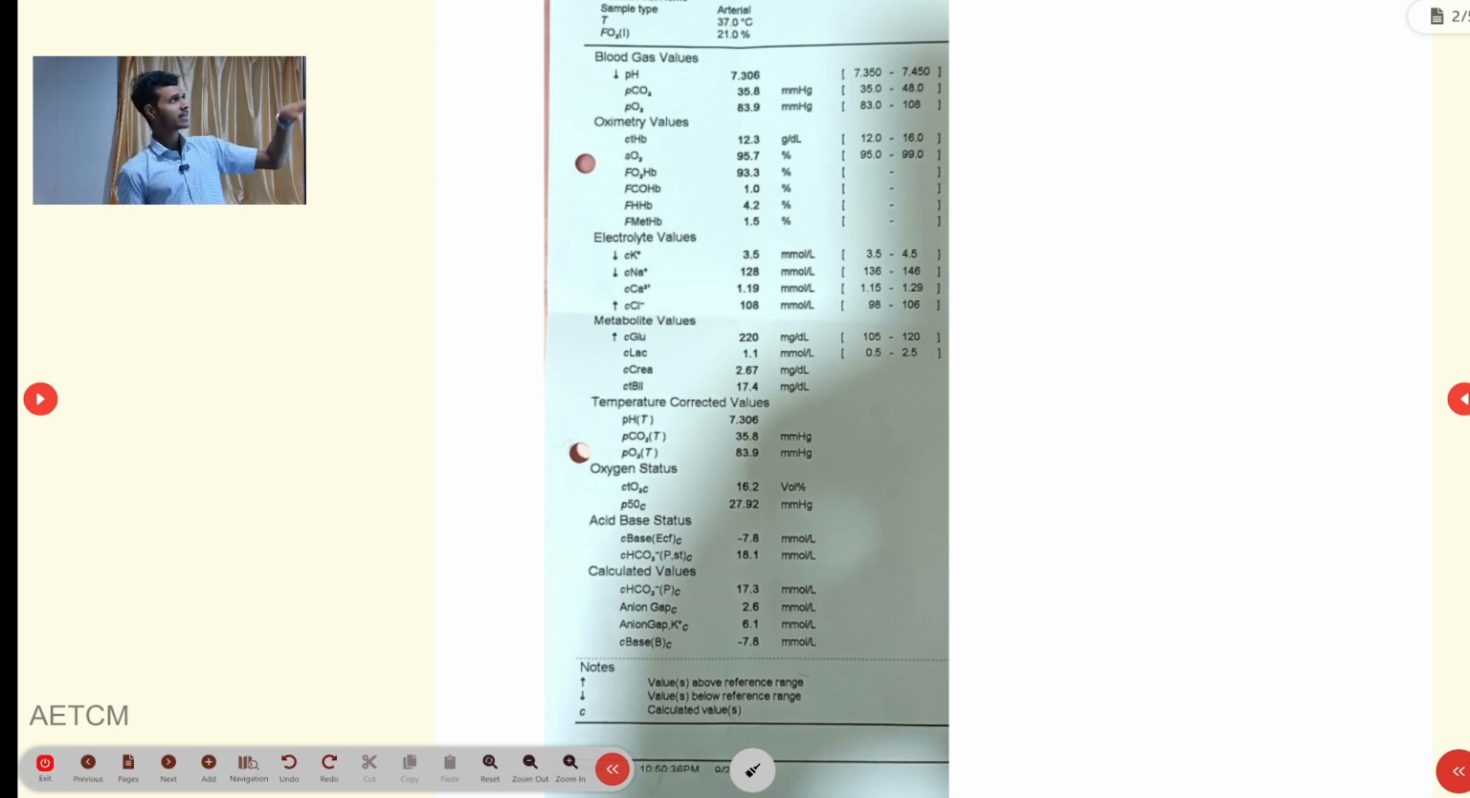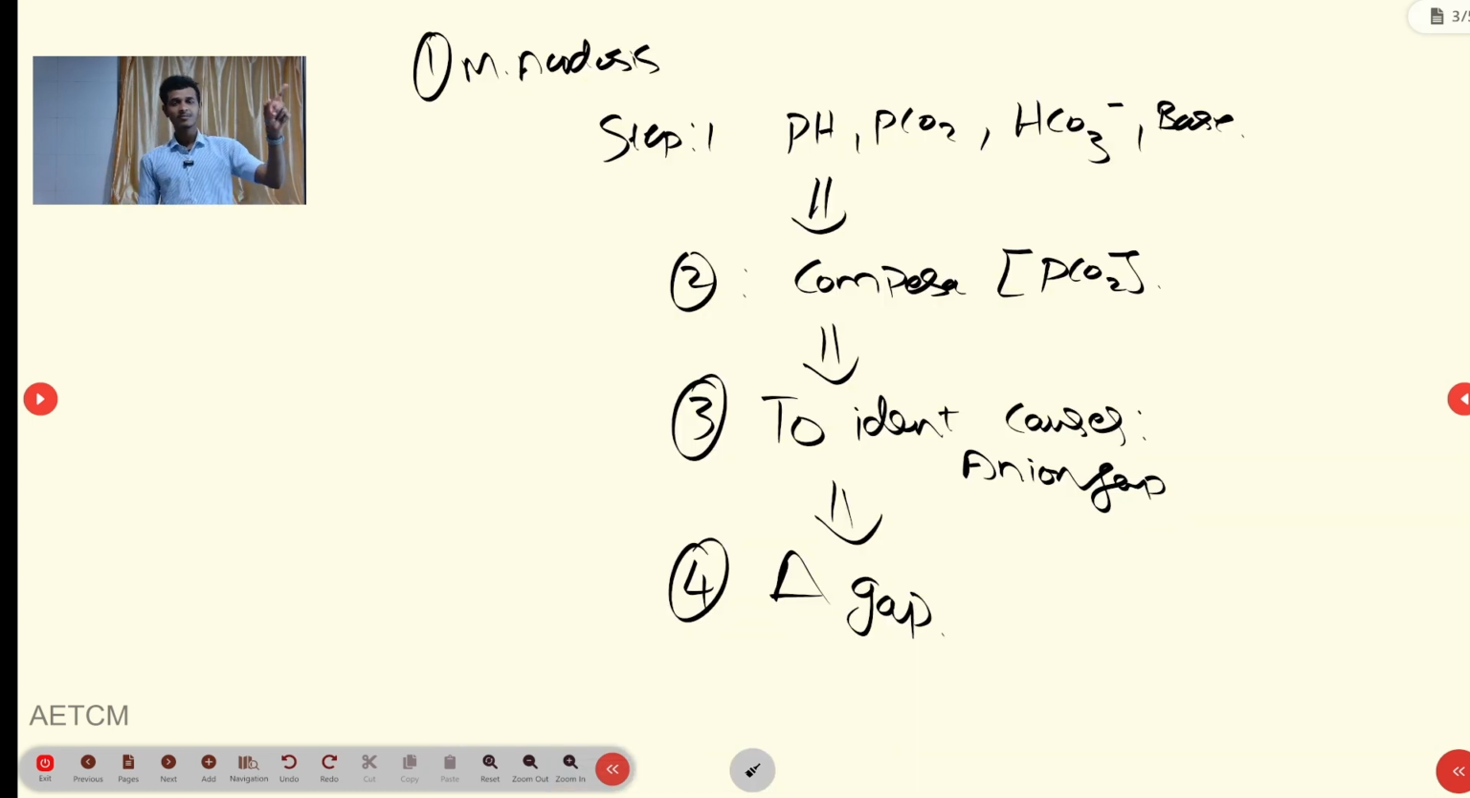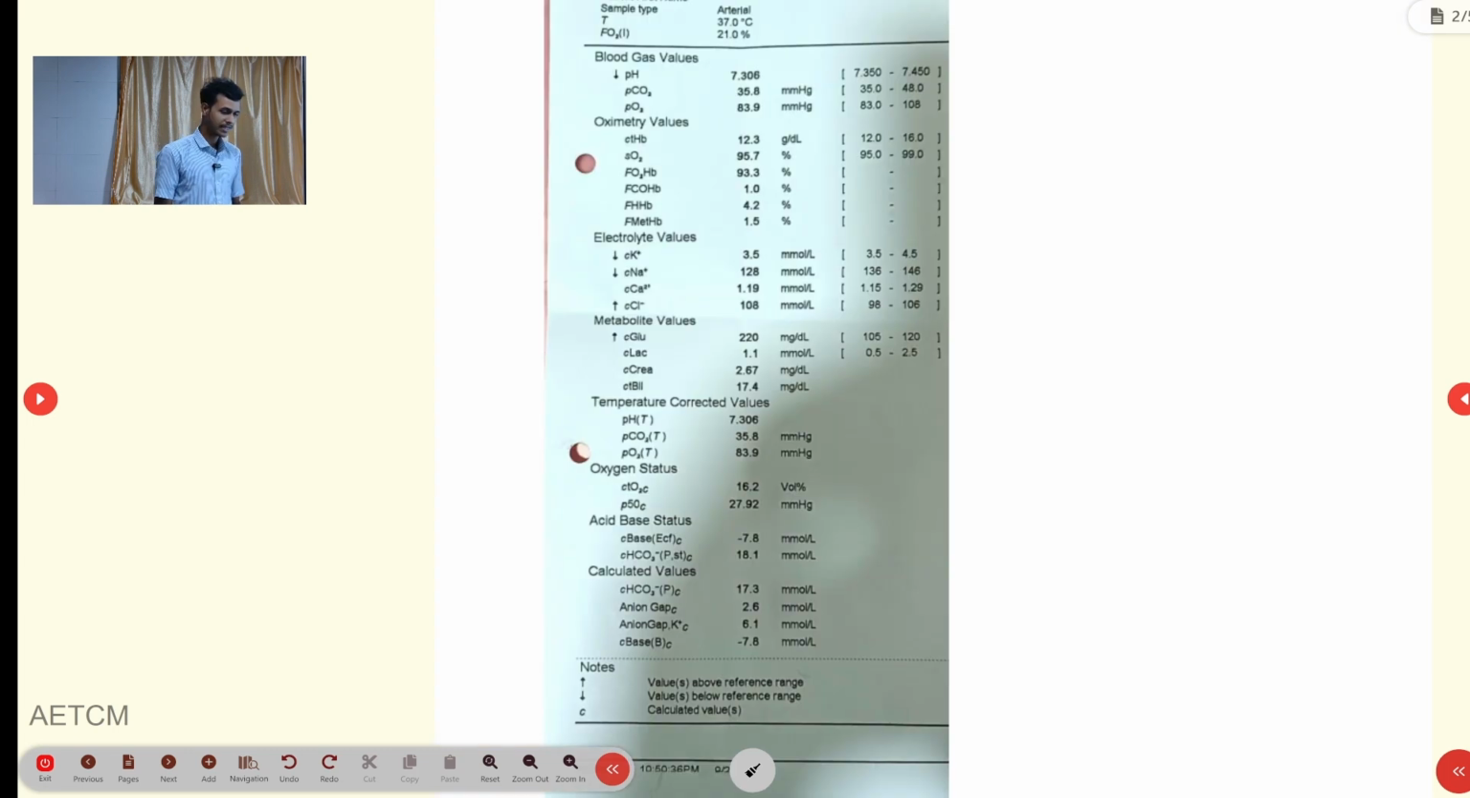Now we'll see. Here I have an ABG in front of me. So what is step 1? Step 1 is you have to check the pH and then the PCO2 level, to see whether it is metabolic or respiratory. So I am going to check the pH level. Here, hope you can see the pH of 7.306. What is 7.30 indicating? It is less than 7.35, so automatically we know it is an acidemia. Okay, acidemia because of the low pH.